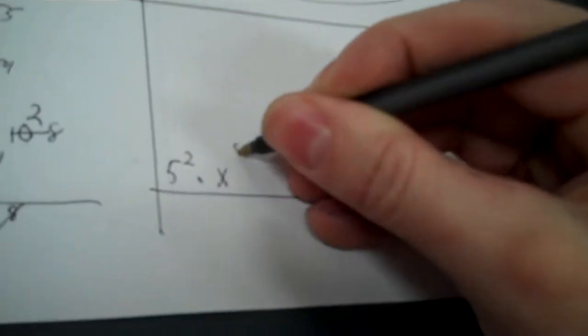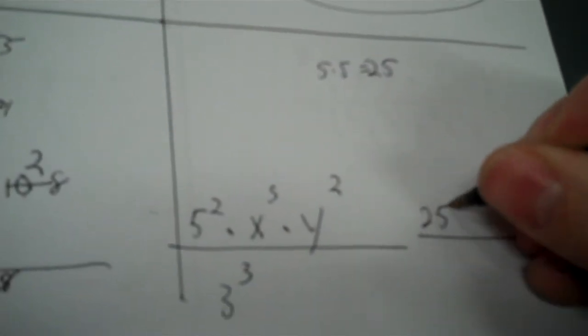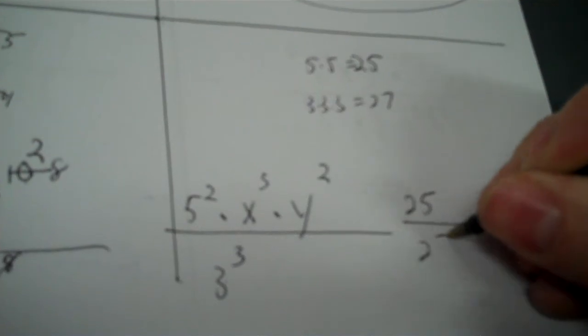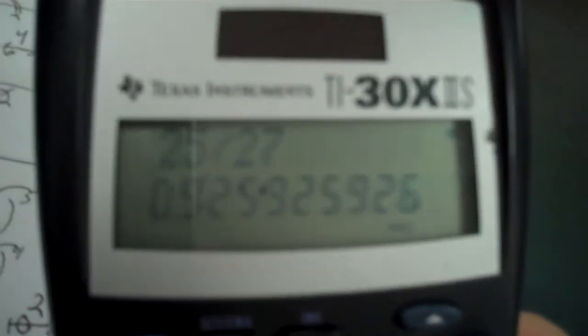Okay, so we have 5 to the 2nd power times x to the 3rd power times y to the 2nd power. Now on bottom we have 3 to the 3rd. So out of these, what can I simplify? 5 to the 2nd would be 5 times 5. That would be 25. 3 to the 3rd we can simplify. That would be 27. On the bottom, you got times x to the 3rd times y to the 2nd. Now let's divide 25 by 27. That is not divisible when I get a decimal like that, so we'll keep that in fraction form, 25 27ths.